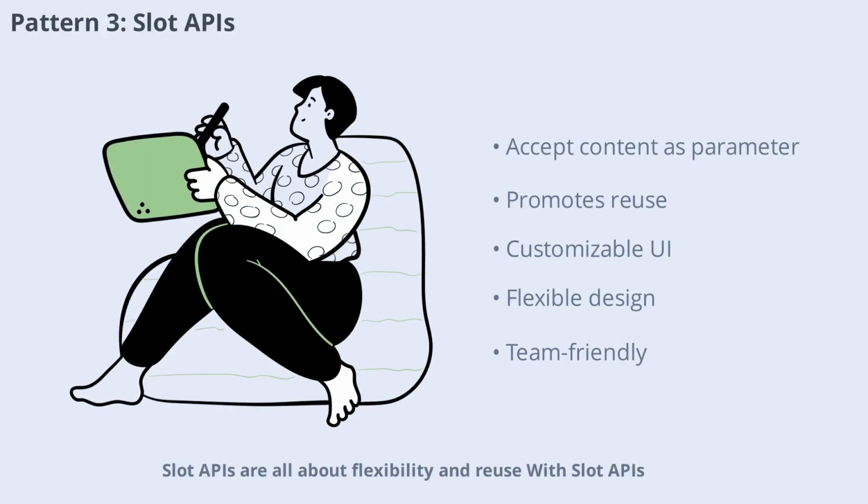Slot APIs are all about flexibility and reuse. With slot APIs, you accept content as parameters, similar to children in React. For example, a FancyCard composable can accept any content and display it inside a card. This pattern promotes design reuse and makes your UI components highly customizable. Your teammates and your future self will thank you for using slot APIs.